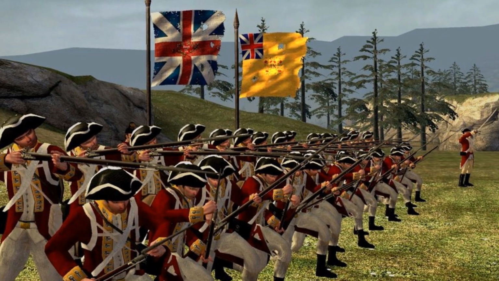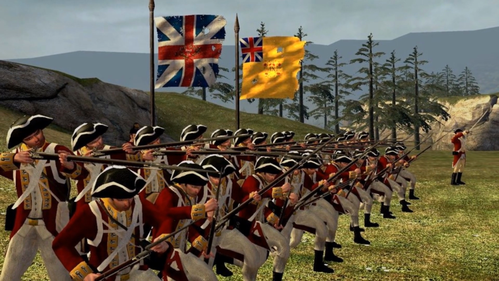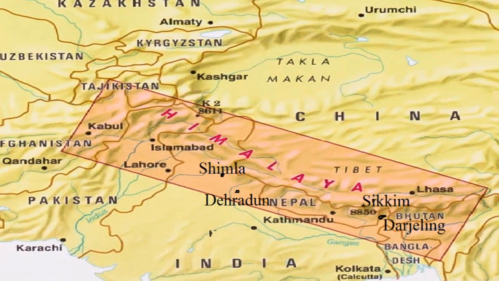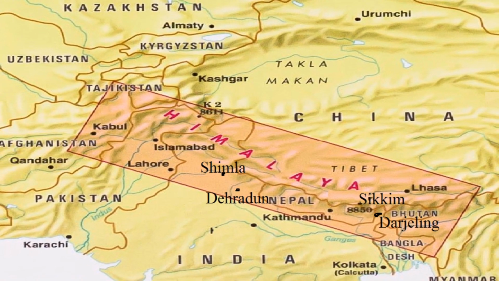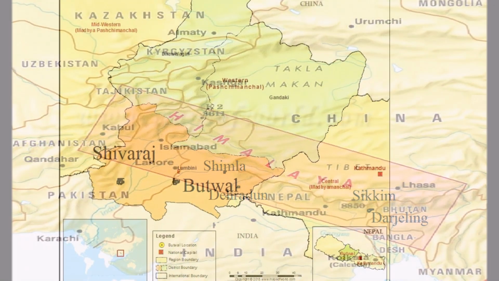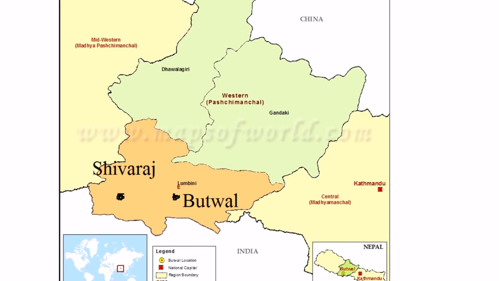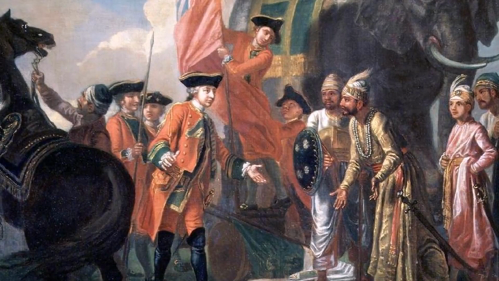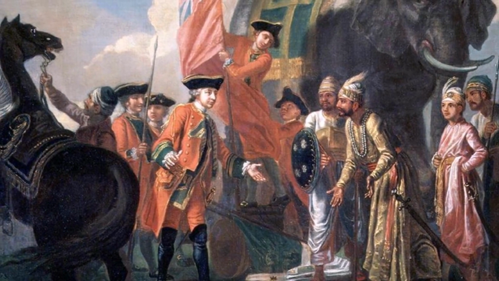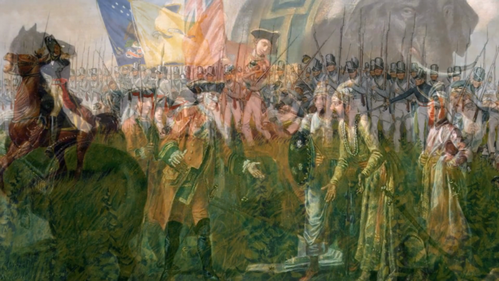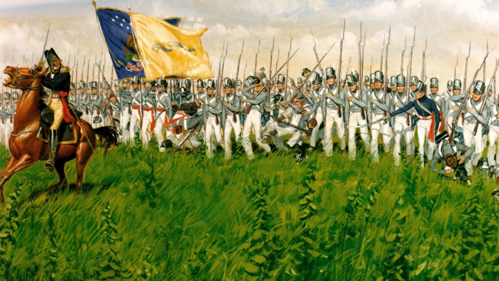Another reason for British aggression to Nepal was that they wanted to reside in the cool and healthy hill stations like Dehradun, Kumaon, Shimla, and Darjeeling. These places were under Nepal at that time, but the immediate cause of the war was the annexation of Sivaraj and Butwal to Nepal in 1806. For some time, there were meetings and talks to settle the disputes over Sivaraj and Butwal, but ultimately, in 1814, the East India Company declared war against Nepal.